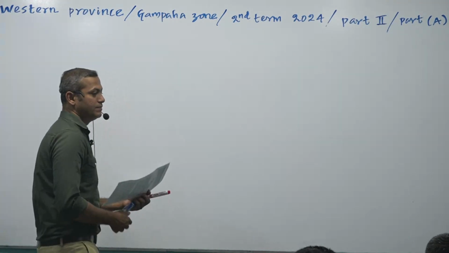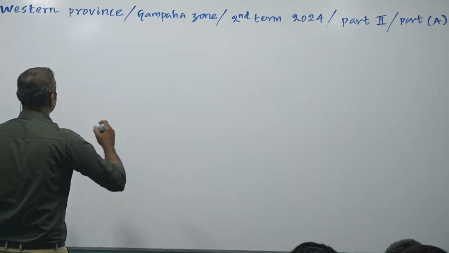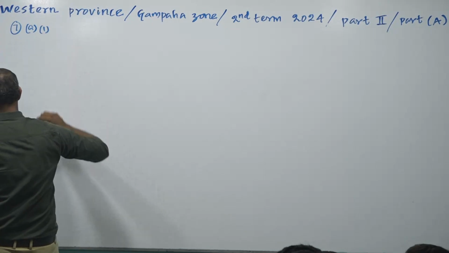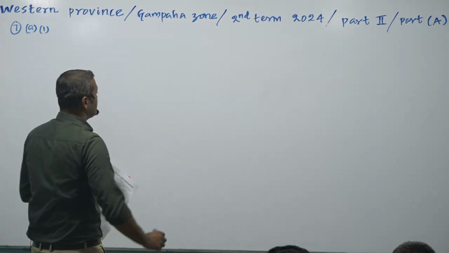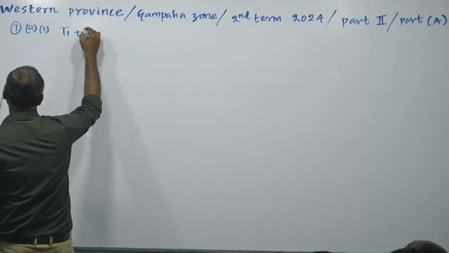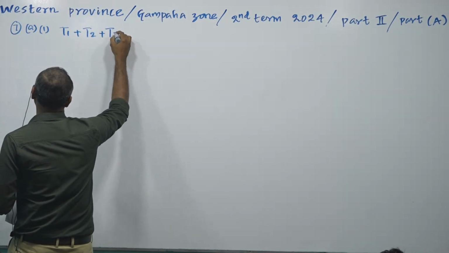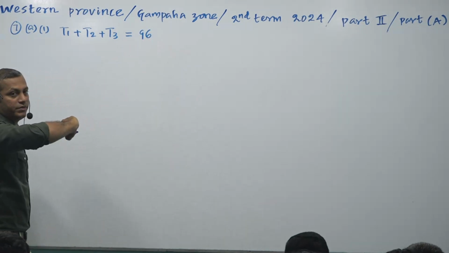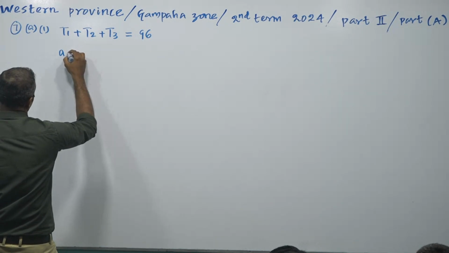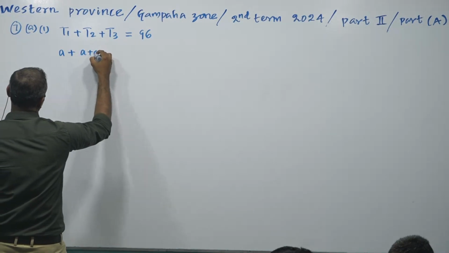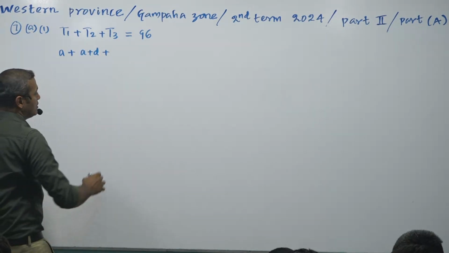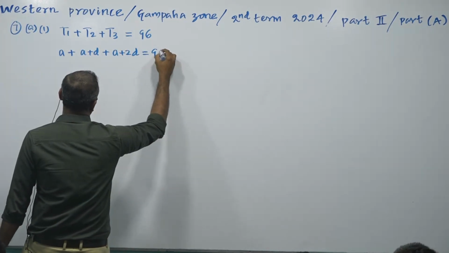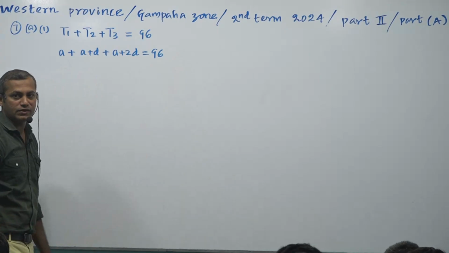Summation means sum. Read the first statement. Sum of the first three terms means what? T1 plus T2 plus T3. This is equal to 96. In an arithmetic progression, you know the first term is A, second term is A plus D, third term is A plus 2D. Can you remember this? We did this in grade 10. This is 96. Yes or no?